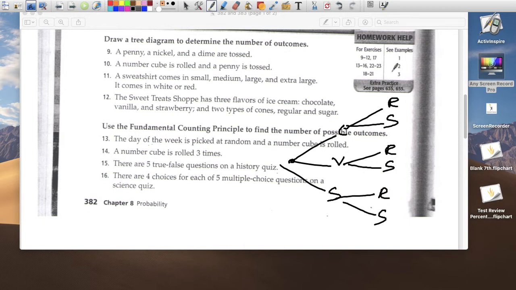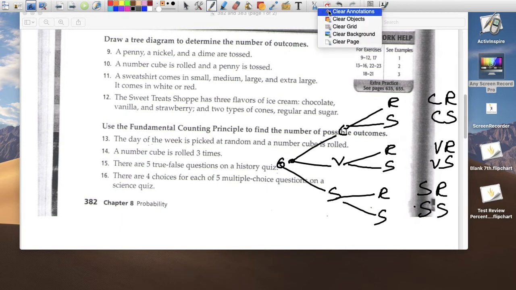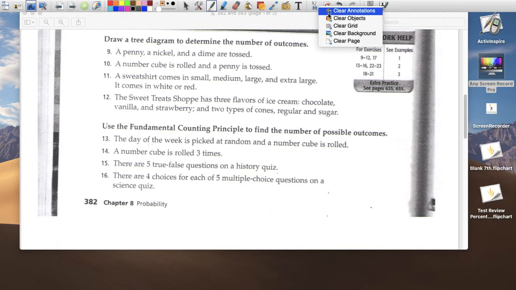And you have 6 different ice creams: chocolate regular, chocolate sugar, vanilla regular, vanilla sugar, strawberry regular, strawberry sugar. 1, 2, 3, 4, 5, 6. Okay. Simple enough. Fundamental, this one is easy.